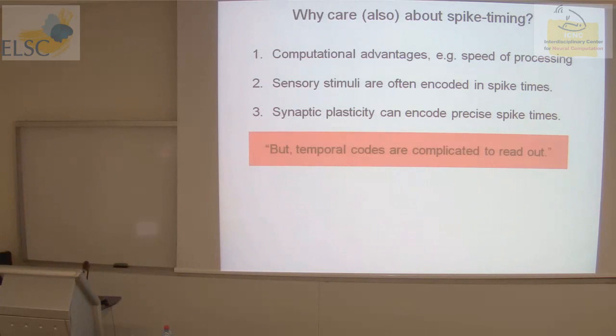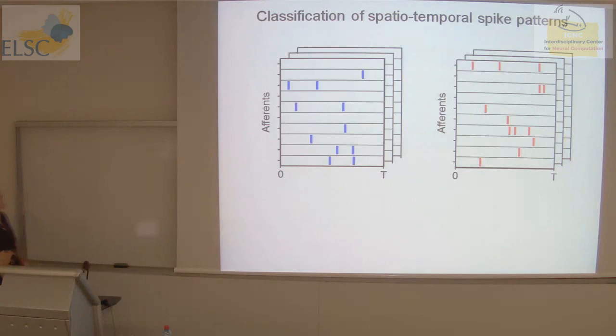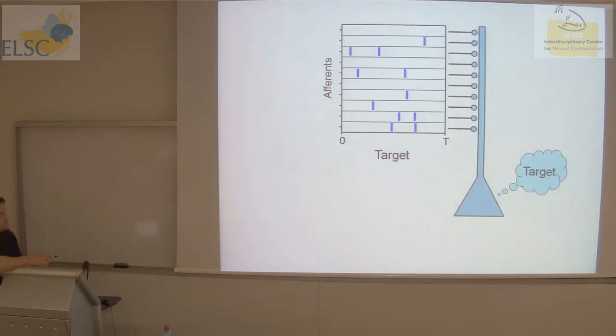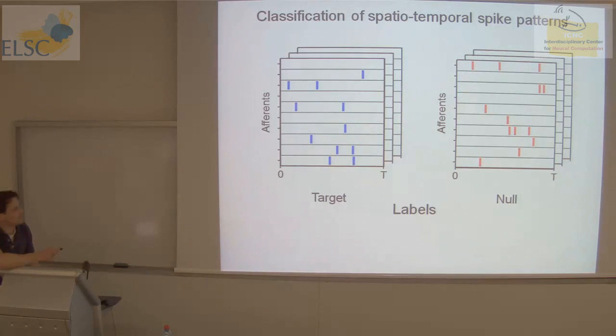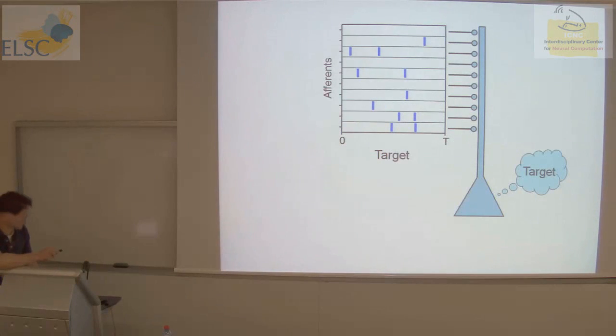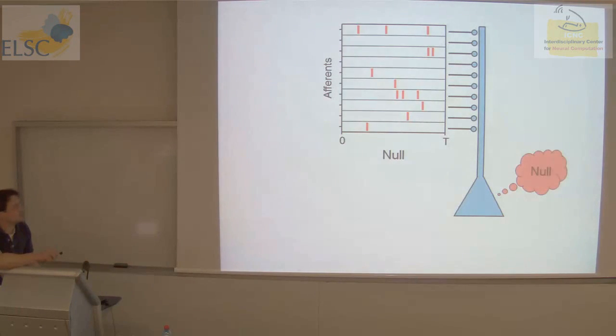Okay, now we were very motivated, but then many people say temporal codes are just very complicated to read out, and probably cannot be done, and we just wanted to check. So the simplest framework to check it that we came up with was to borrow from machine learning. We took two sets of spatiotemporal spike patterns and labeled them as target and null patterns. The blue ones here are targets, let's say, and the red ones are null patterns. Now we want to test whether the neuron can decode information that's in these spike times by simply asking it to recognize target patterns and discriminate them from null patterns.